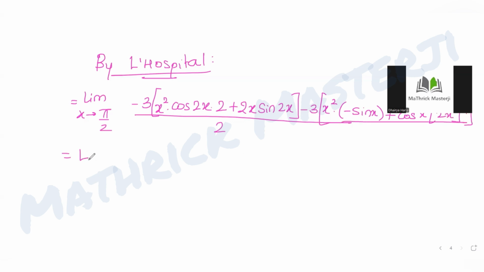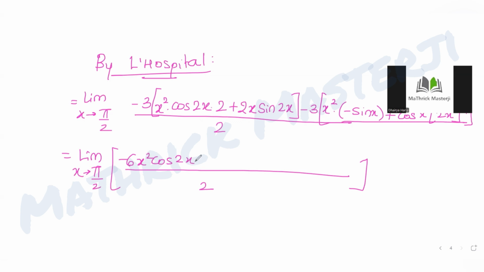So what you get here is limit x tends to pi over 2. 2 in the denominator gives you minus 3x square and 2. So minus 6x square cos 2x minus 6x sine 2x minus 3x square, so plus 3x square sine x and minus 6x cos x. So we get this entire thing.